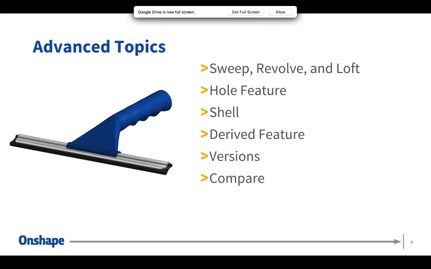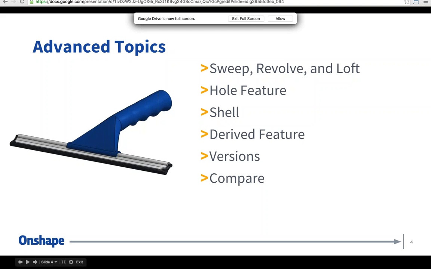What are we going to talk about today? Well, as I mentioned before, I refer to it as advanced topics, but really it's anything that we don't cover in our Getting Started Essentials webinar. The big things are sweep, revolve, and loft, right? We've covered the extrude command in detail in the Essentials webinar. I'd like to get into sweep, revolve, and of course, loft.